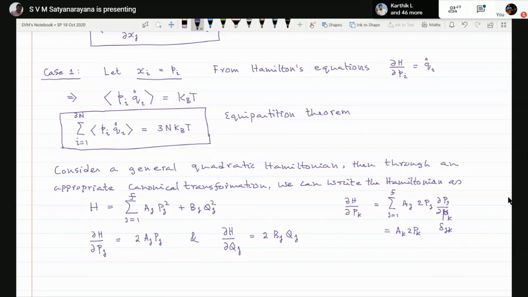So now if you ask this question, let me write Pj into dou H by dou Pj. If I write like this, that will be 2aj into Pj square. Okay, so if I look at the average value of this one, that is equal to kB. Correct? Because Pj dou H by dou Pj, we have seen that this is simply kB.